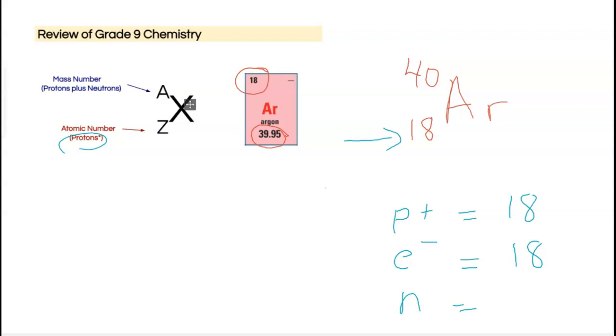So the last thing I need to get is the number of neutrons. The number of neutrons I get by simply taking my mass number minus my atomic number. Okay, I'm going to do a subtraction here, and that's going to leave me with 22, which means that every atom of argon has 22 neutrons in it.